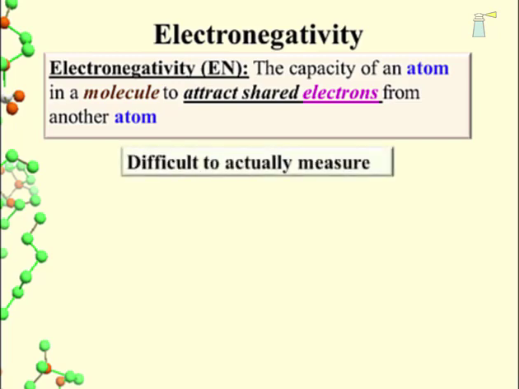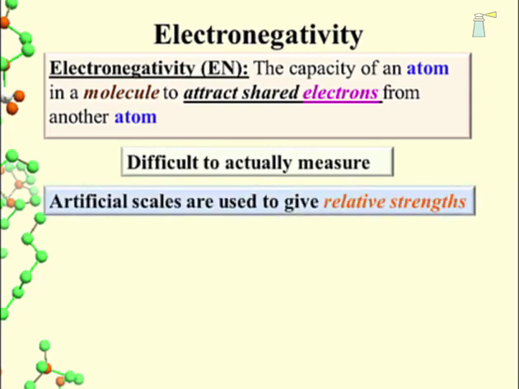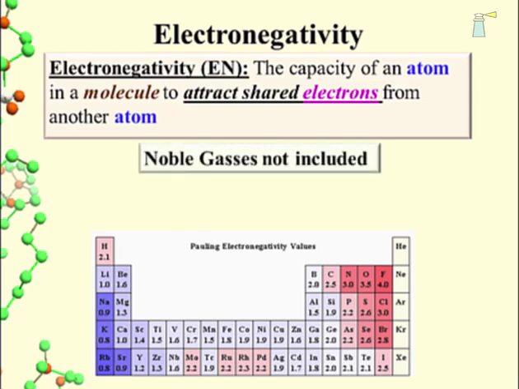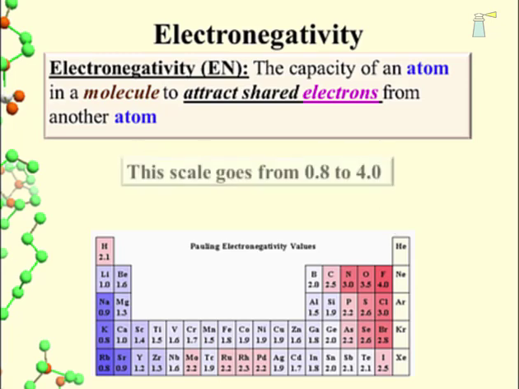The thing is that sharing is difficult to actually measure. So scientists have derived artificial scales that give relative strengths, relative as compared to other atom types. The most common scale used in chemistry textbooks is the Pauling scale. First of all, noble gases are generally not included. We saw the same thing with electron affinity. The Pauling scale goes from 0.8 to 4.0.